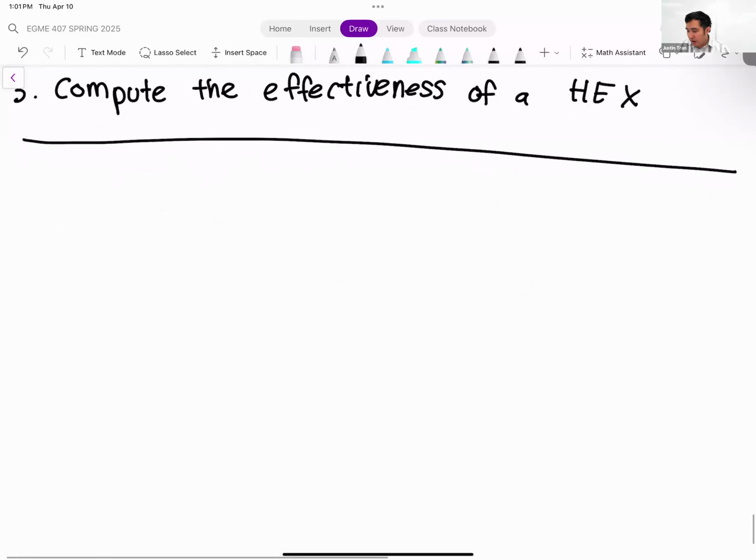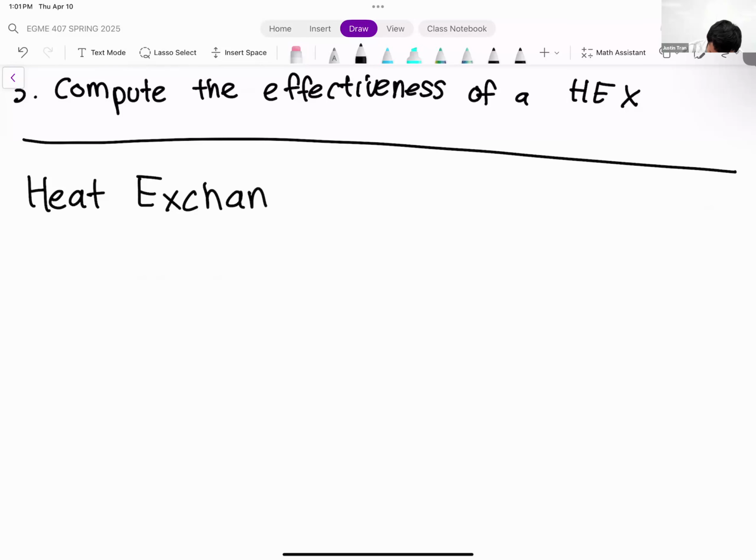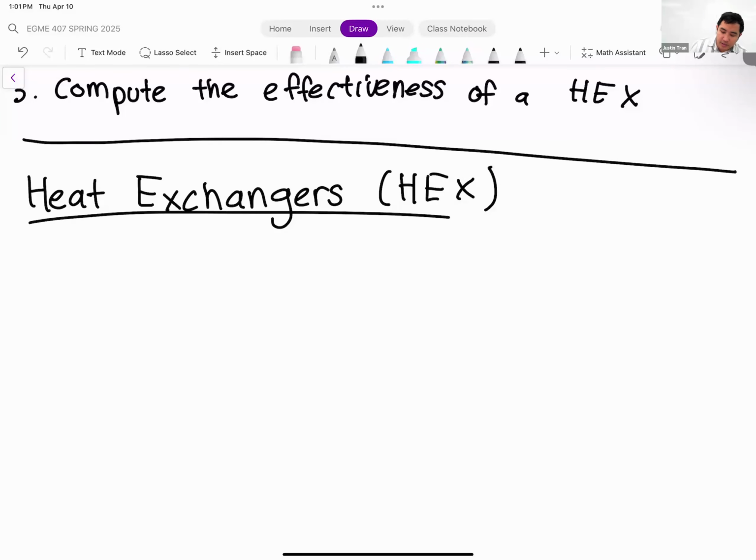Let's pick up where we left off on Tuesday, which was about heat exchangers. Remember, I sometimes abbreviate these as HEX, because heat exchangers is a big word to write when you're writing a bunch of words on an iPad. So what is a heat exchanger? A heat exchanger is a very common engineering device that's used to exchange heat between two flowing fluids.